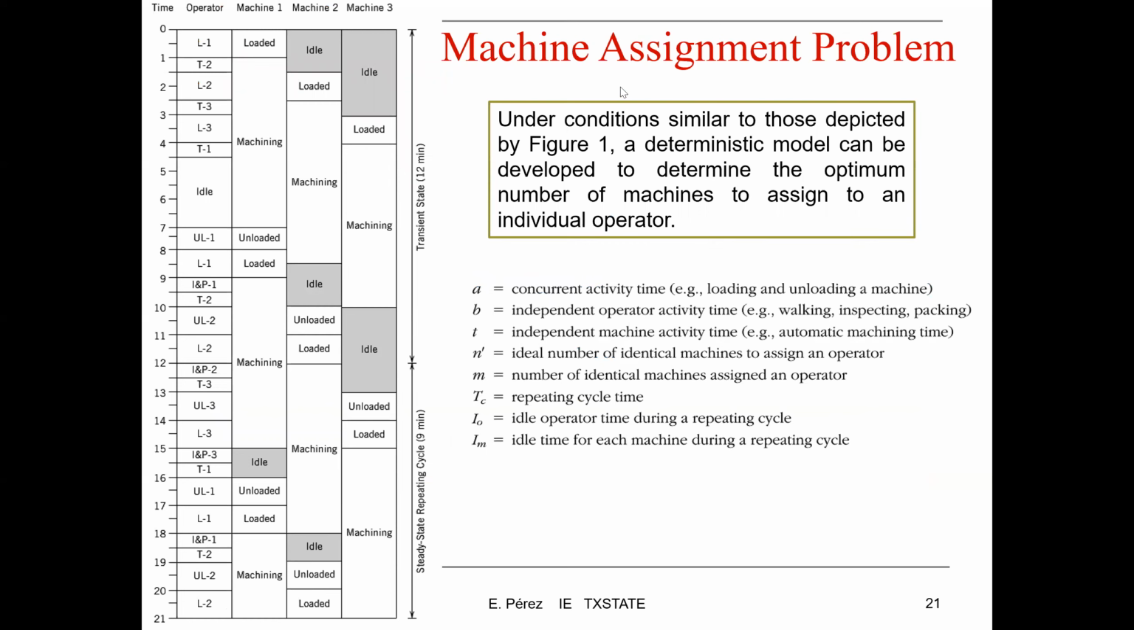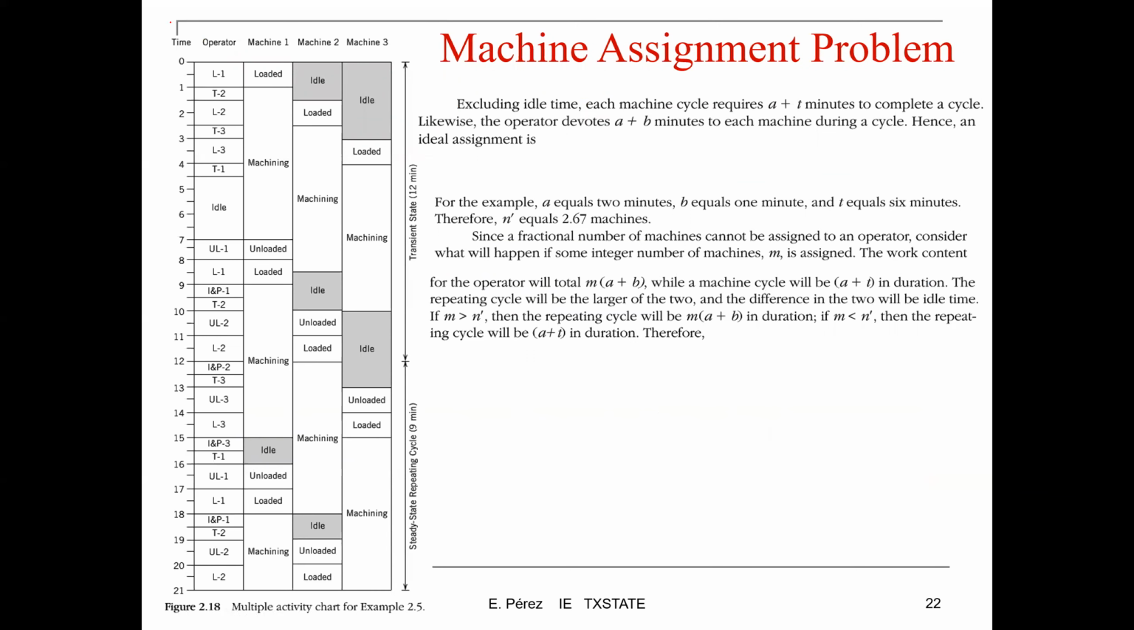So here's Figure 1. Here we have the timeline. These are the operator, what the operator is doing through the time. Then we have machine 1, machine 2, and machine 3.